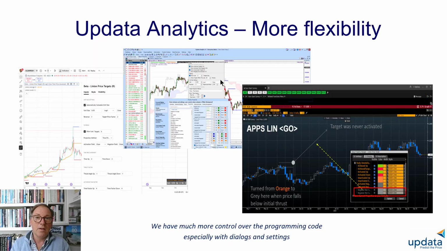So the flexibility in Updata is really the big key, and this can often come down to, well, firstly, the programming code.